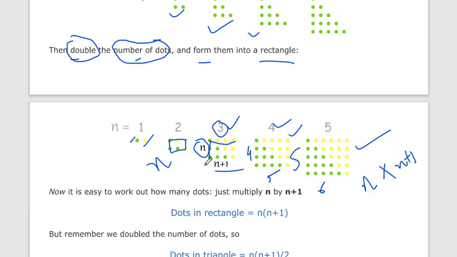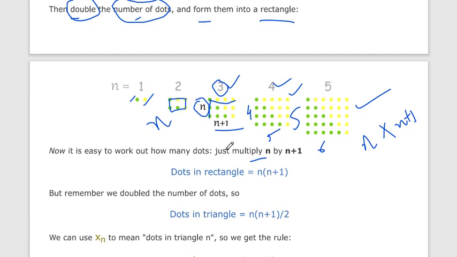Now it is easy to work out how many dots we have. We just have to multiply n by n plus 1. It is simple multiplication, so we can calculate the number of dots. So dots in the rectangle are n into n plus 1.